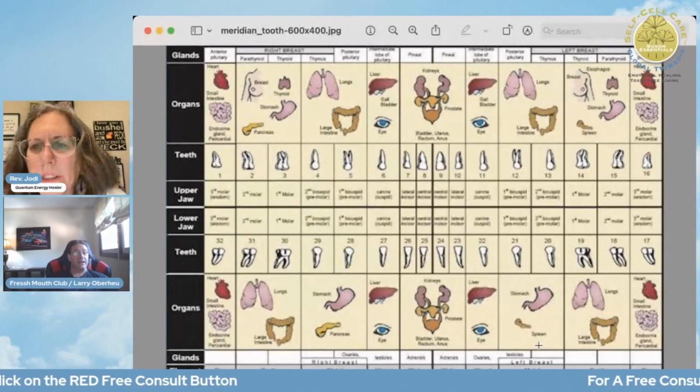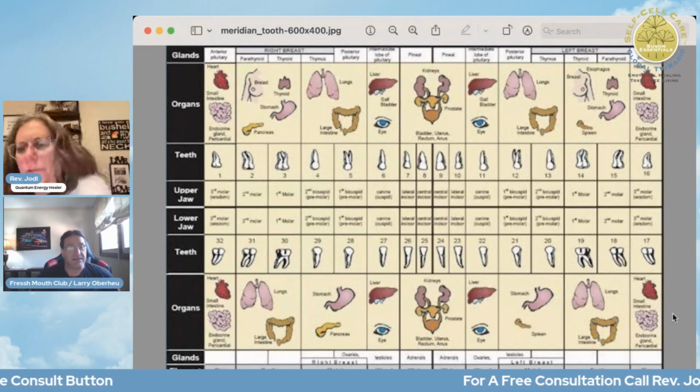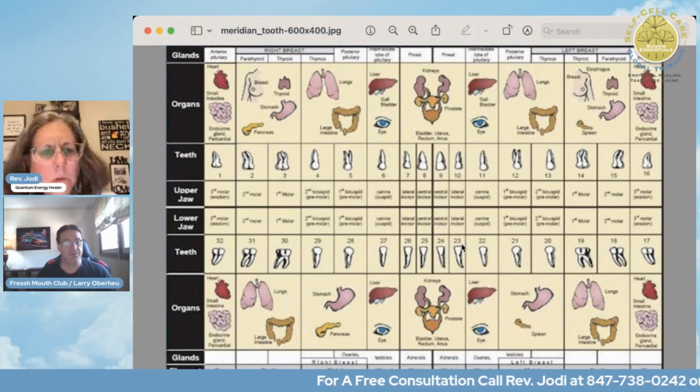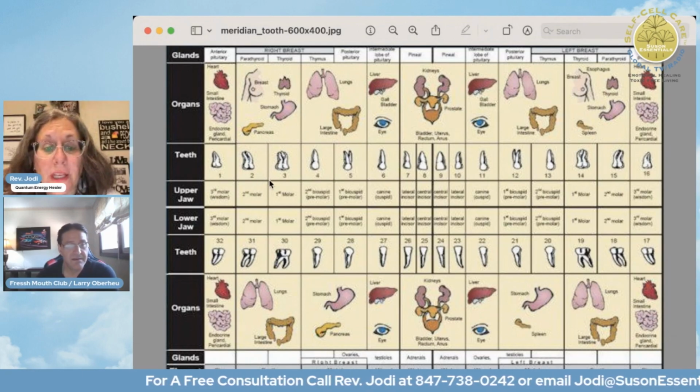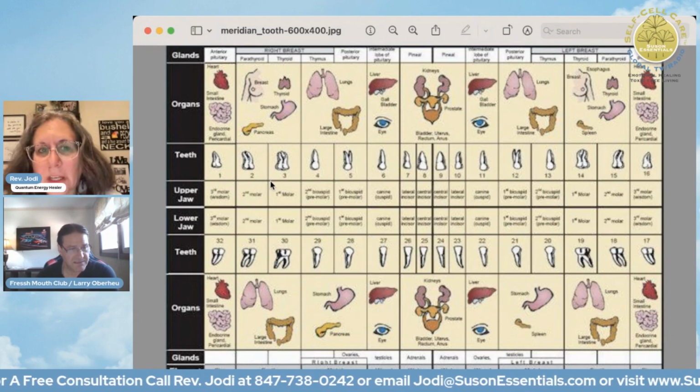And what tooth number is that? I'm sorry, is that 14? That's number 2 and number 3. Number 2 and number 3, both sides. Oh, 2 and 3 and 14, 15. So it's left breast, right breast.